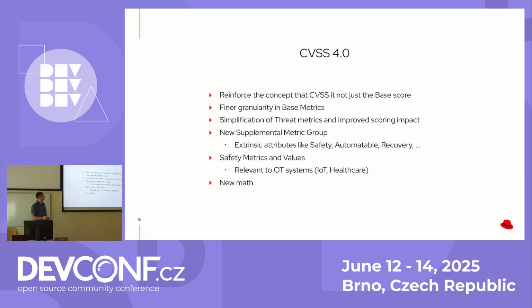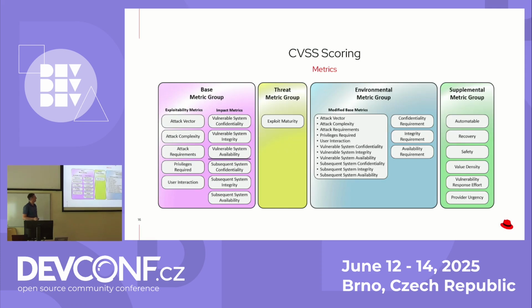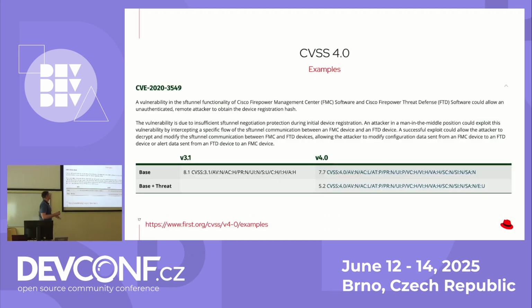And improved math behind it, right? So this is basically the new 4.0 diagram, right? I took only one example just to show you these differences that I'm describing.